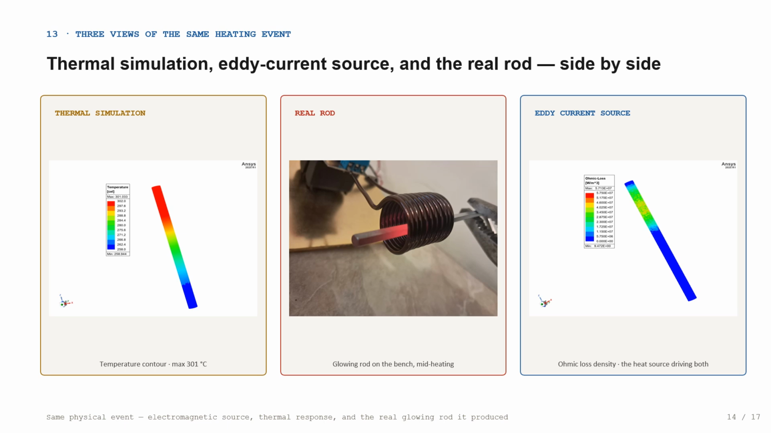Read left to right and the logic runs backward from effect to cause. The glowing rod in the middle is what actually happened. The loss map on the right is why it happened.